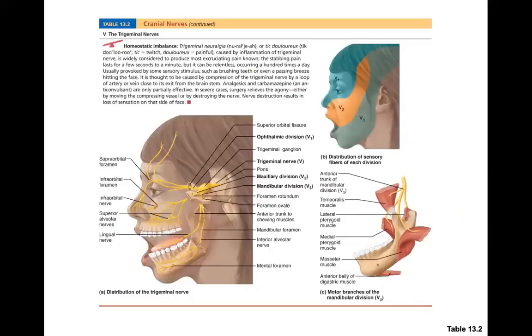Okay, and here you can see the ganglion of the trigeminal nerve. You can see the sensory fibers pretty much on the whole front of the face here, sensory fibers down here, and then we have motor fibers down here, which are going to be involved in innervating the muscles involved in mastication. You can see that here.